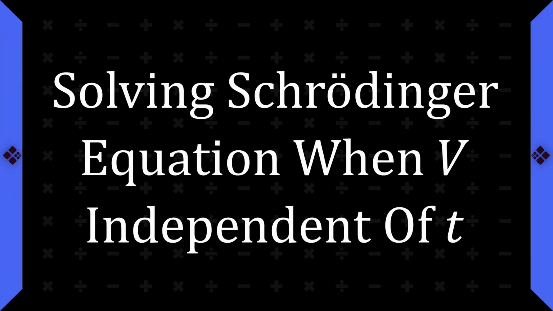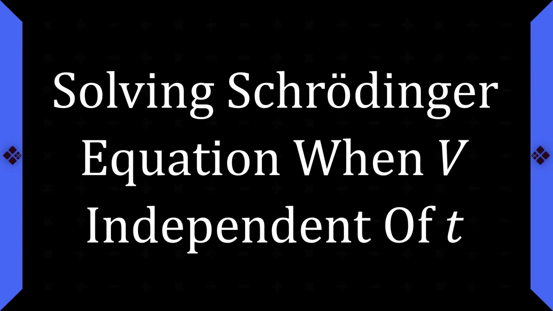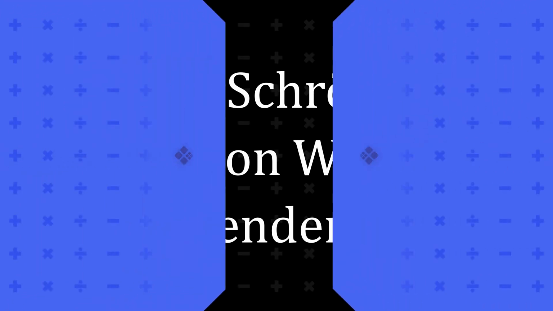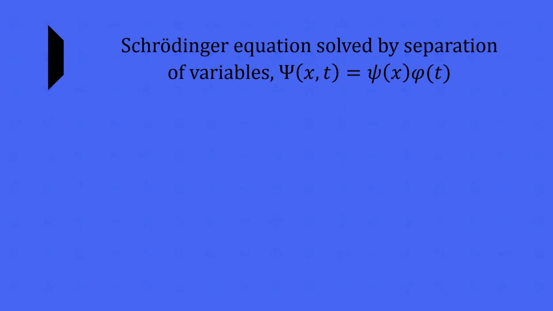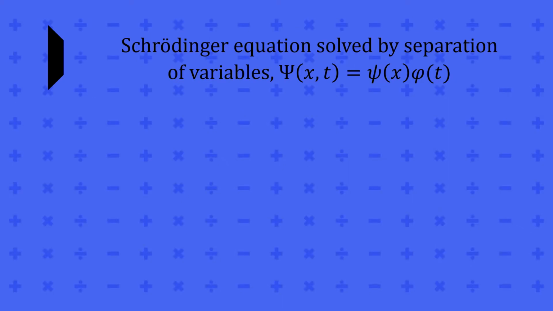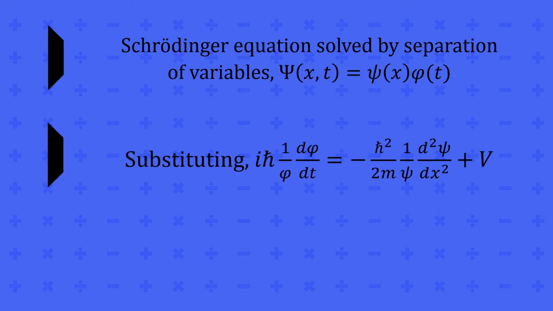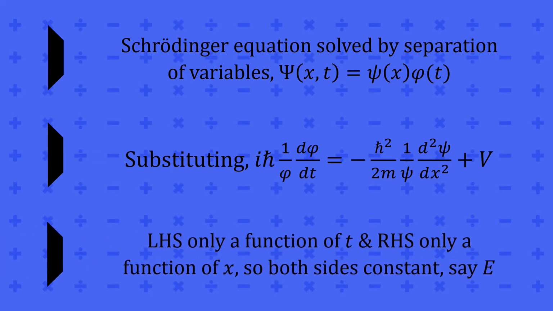Now, let's discuss solving the Schrödinger equation when we assume the potential is independent of time. Then, the Schrödinger equation can be solved by separation of variables, so we write psi of x and t is equal to lowercase psi of x times phi of t. Substituting this into the Schrödinger equation and rearranging, we get this expression here.